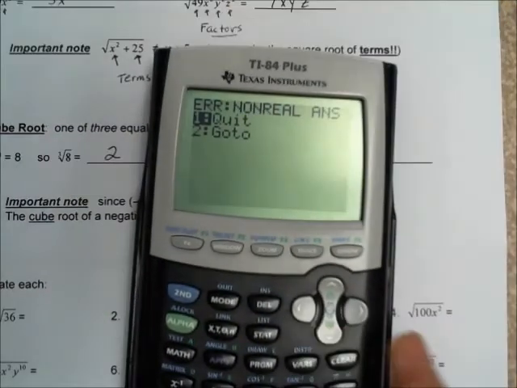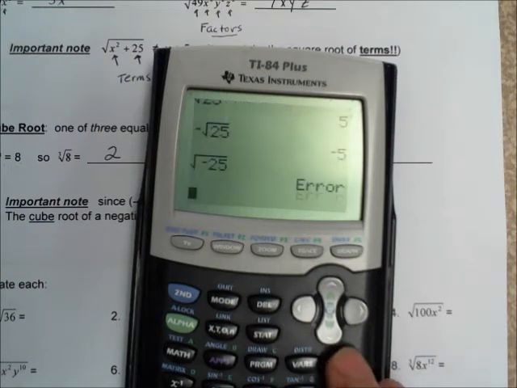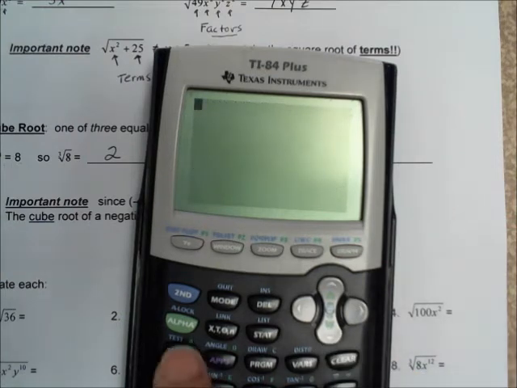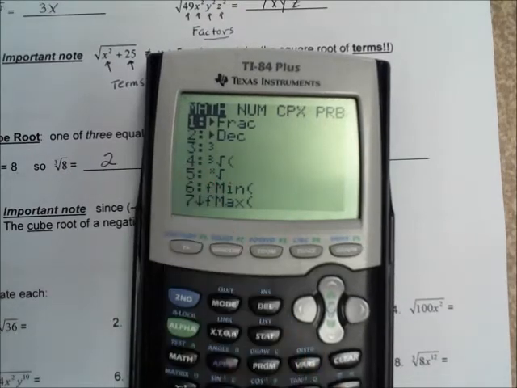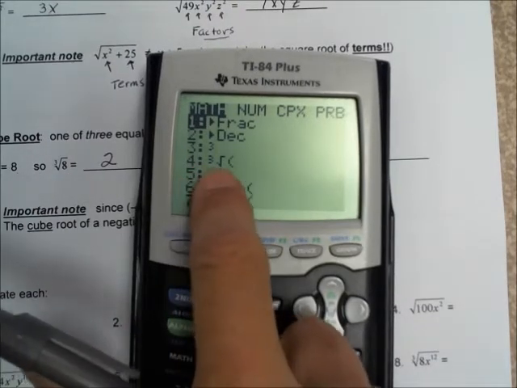Let me show you how to do a cubed root on a calculator. If you press the math button and you go down to option 4, option 4 is the cubed root.